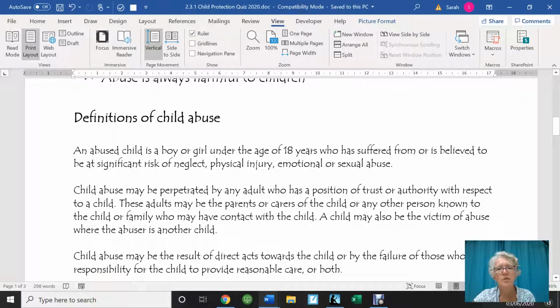Child abuse may be perpetrated by any adult who has a position of trust or authority. So that could be the parents or carers of the child or any other person known to the child. A child may also be the victim of abuse where the abuser is another child, probably in the case of bullying. The scenario where a stranger leaps out of a bush and attacks a child is very unlikely. That's the least common. It's most likely that the child will already know that adult who is abusing them.